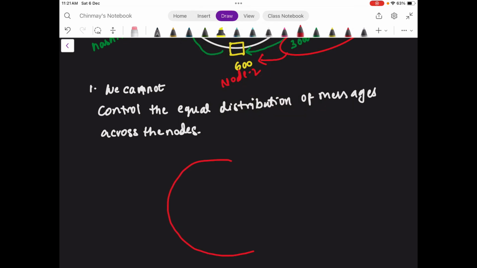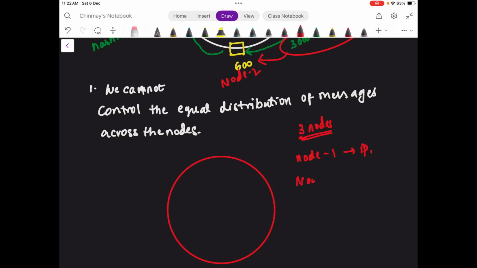We take the ring. Okay, we have 3 nodes, right? There is a chance that every node has an individual IP. For example, node 1 consists of an IP1, node 2 consists of an IP2, and node 3 consists of an IP3.